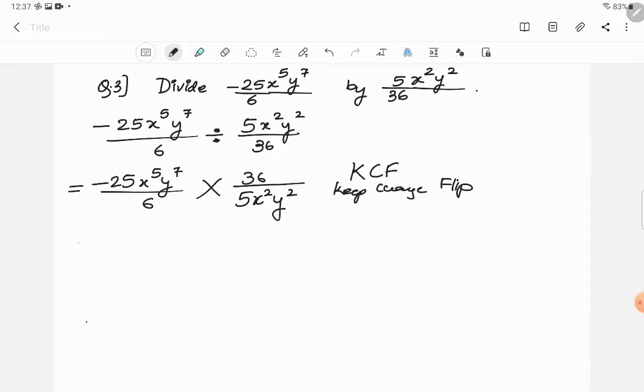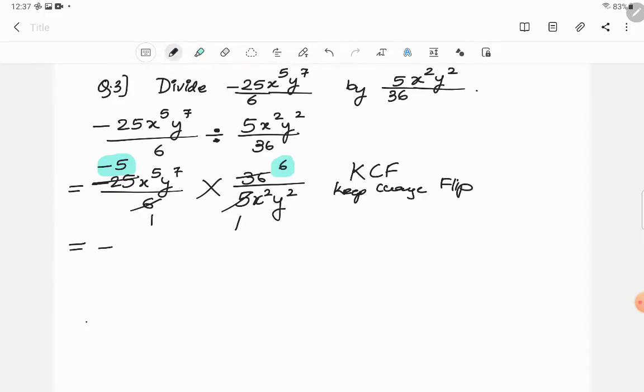Alright, so let's now see if something cancels from both of these numbers. So first we'll handle the integers. 6 ones are 6, 6 sixes are 36, 5 ones are 5, 5 fives are 25. Okay, one negative sign remains. So we have an integer minus 5 and we have an integer 6.